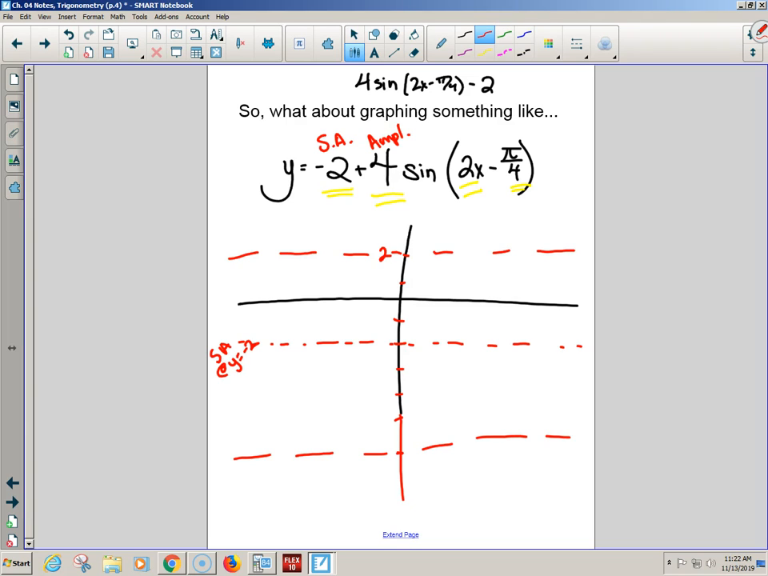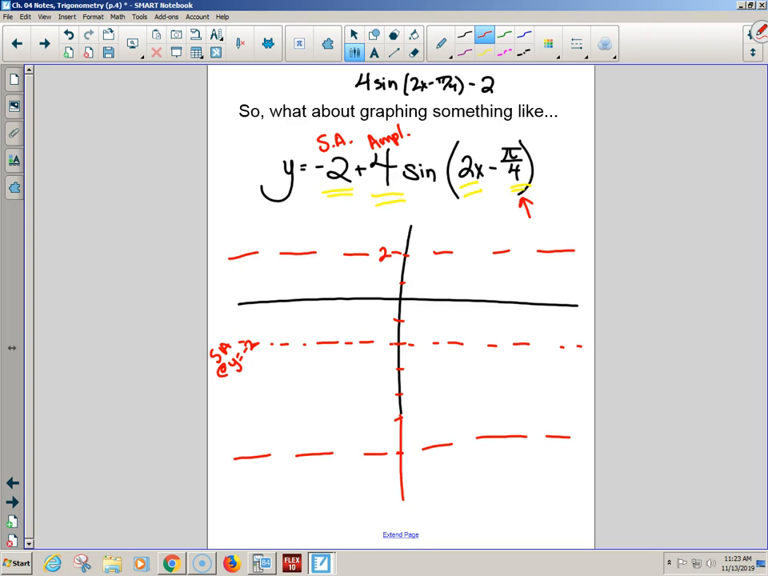Now, hold on. To make our wave, don't we also need to know where to start it and where to stop it? Well, this doesn't really stop. It actually goes on forever. But where to start it, we need to look at the horizontal shift. Because doesn't it usually start at the origin? But that's been shifted. So we need to figure out where that shift landed it.